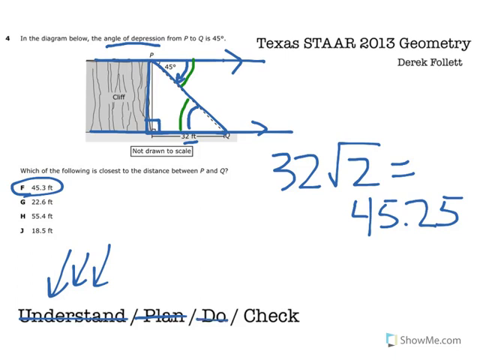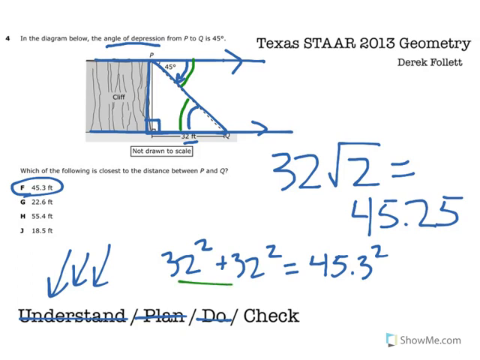I executed that plan, and how am I going to check my answer? Well, Pythagorean theorem might be a good way to check it. I know both legs of the triangle are going to be 32, so I can check it by seeing if 32 squared plus 32 squared is about equal to 45.3 squared. Remember, 45.3 is rounded, so these aren't going to be exactly equal, but they should be pretty close. So that's a good way to check my answer.